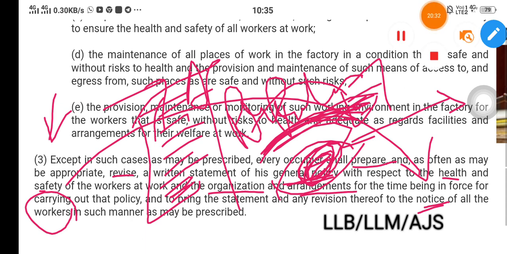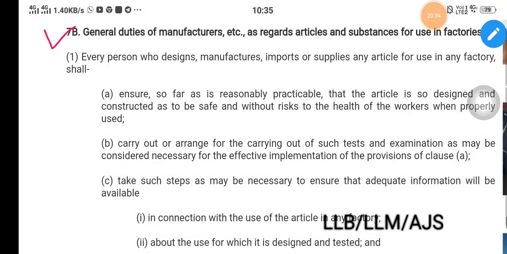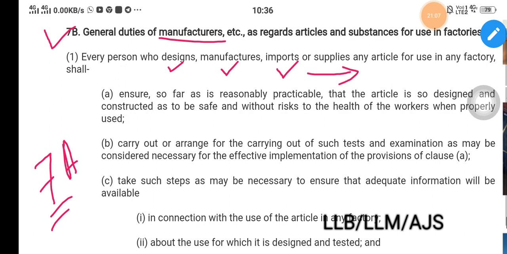Then comes section 7B, general duties of manufacturers, etc., as regards articles and substances for use in factories. So we have read the general duties of the occupier under section 7A. Now we're going to read the general duties of manufacturers, etc. So section 7B subsection 1 provides that every person who designs, manufactures, imports or supplies any article for use in a factory shall. Who are those persons? The persons who design, then manufacture, then import, and then supply any article for use in a factory shall A.